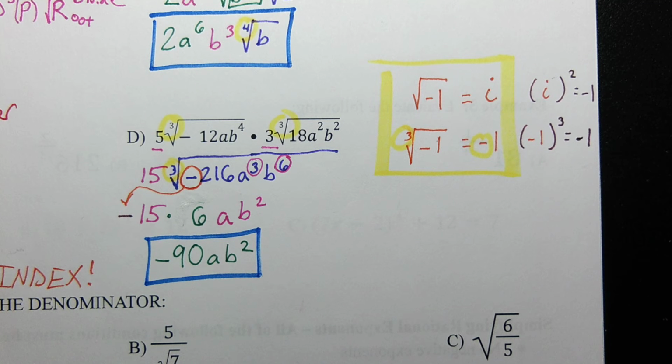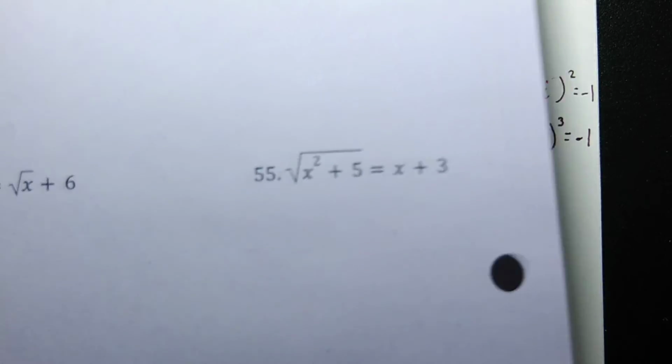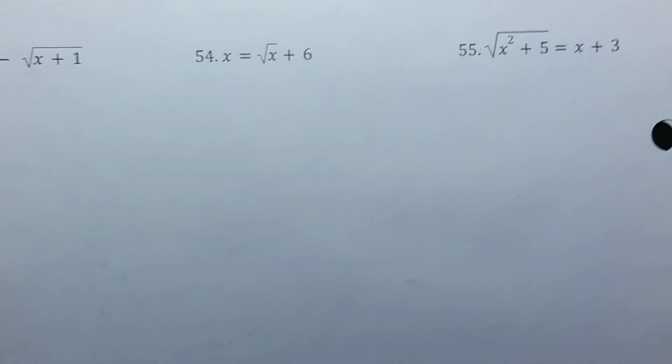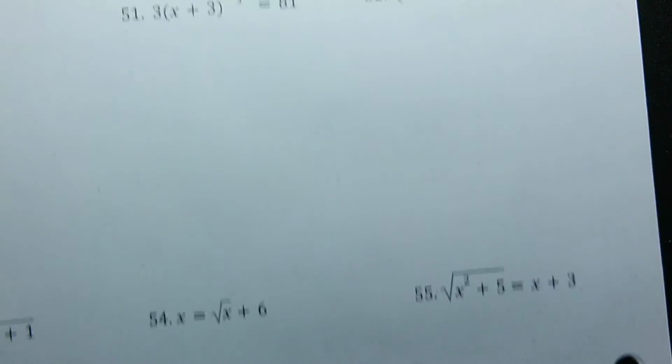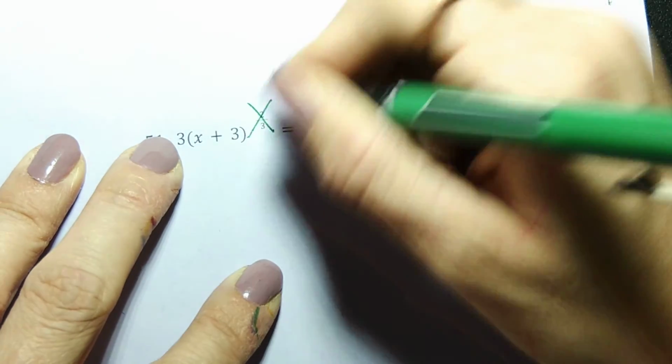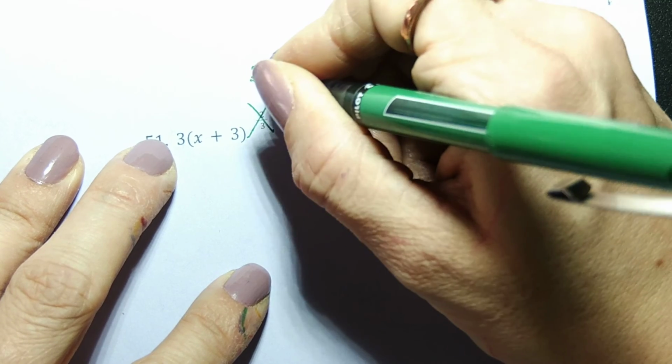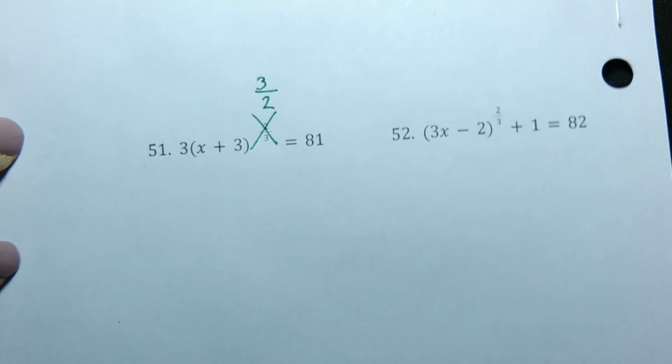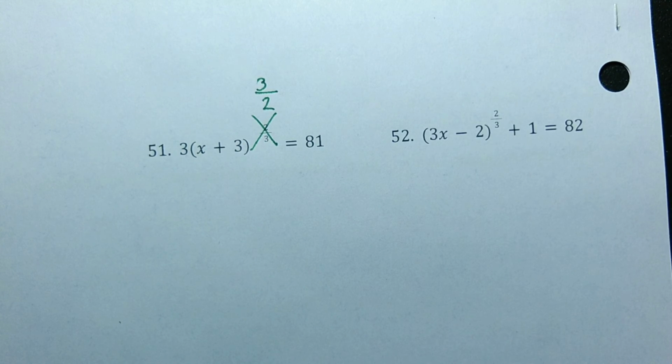Before we go to the homework packet, there's a problem that we need to change. Number 51 on the very back page. Change that 2/3 power to be 3/2. So on number 51, change that 2/3 to be 3/2.